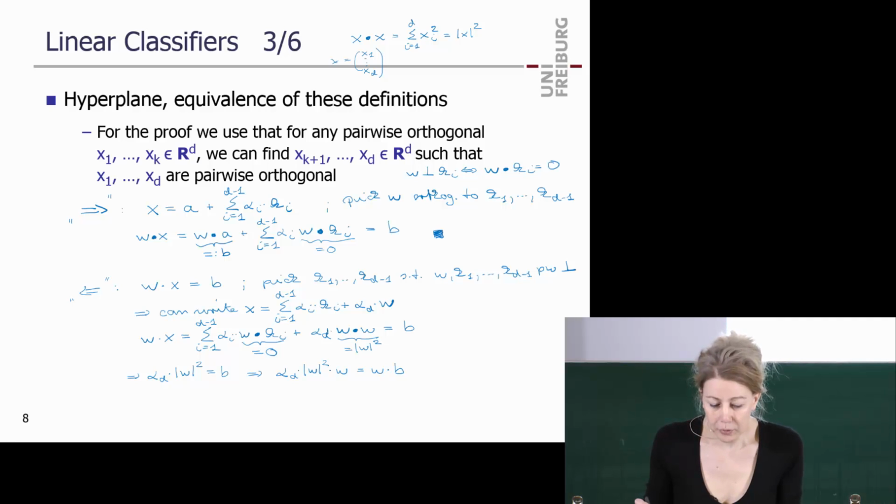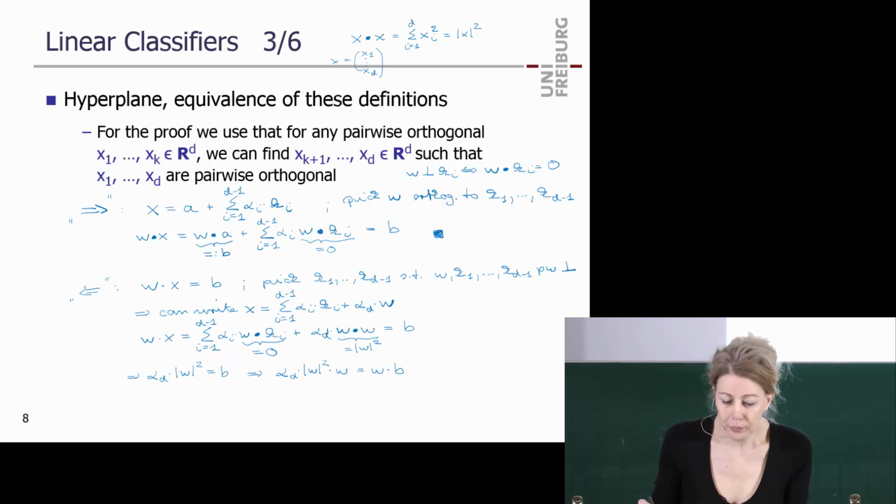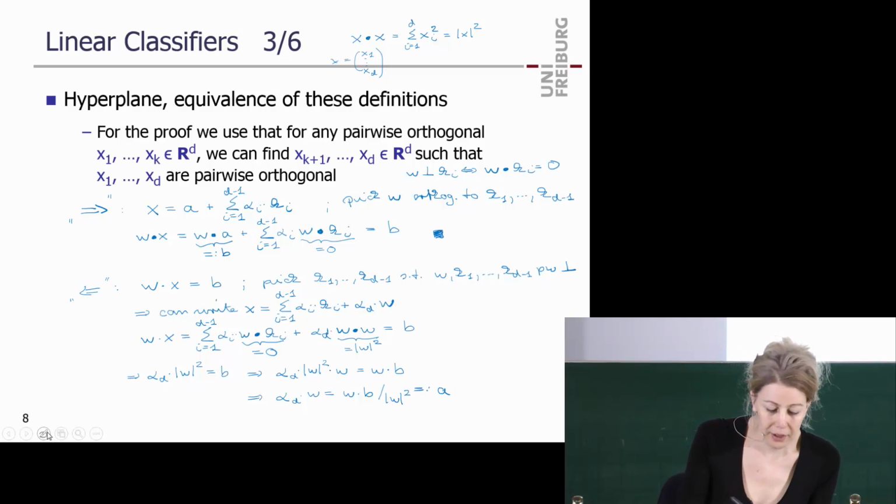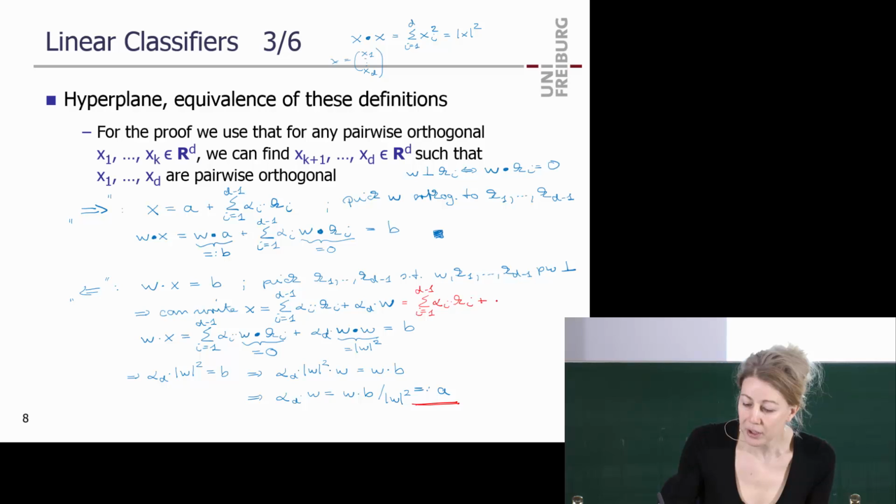So what do I want to write here? Okay, and then I have alpha d times w is just wb divided by the norm squared, and I just define this as my anchor point, right? And then if I have this, then I can just write this as like here. Okay, end of proof. Plus a.